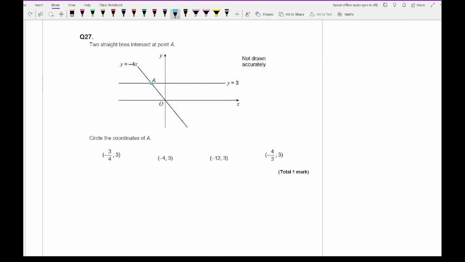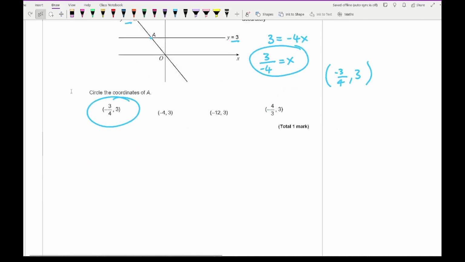Now at this point here, these two equations equal each other. Now you can see that both equations equal y, so that means that 3 equals minus 4x. So then making x the subject, I end up with 3 divided by minus 4 equals x. So this is the x ordinate, and the y ordinate is going to be 3. So I'm looking for a coordinate of minus 3/4 and 3. So that there is going to be my first option.